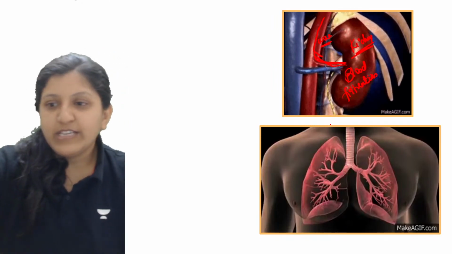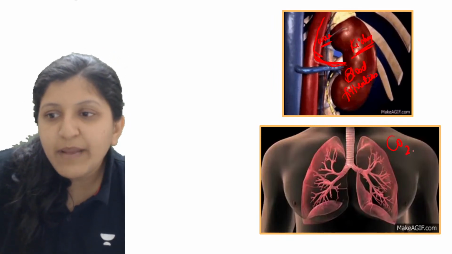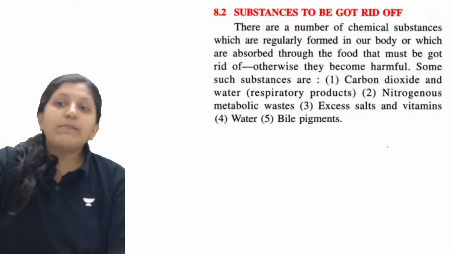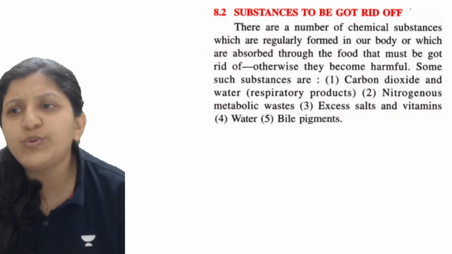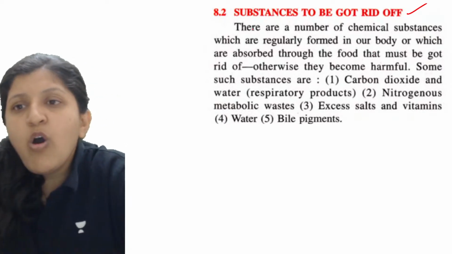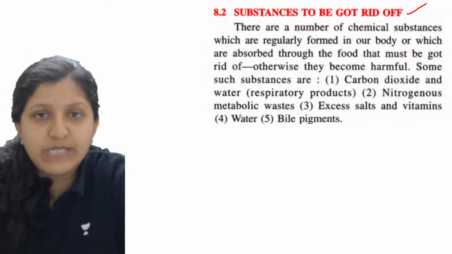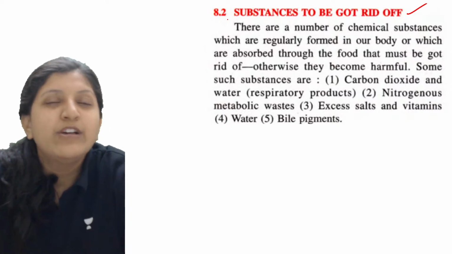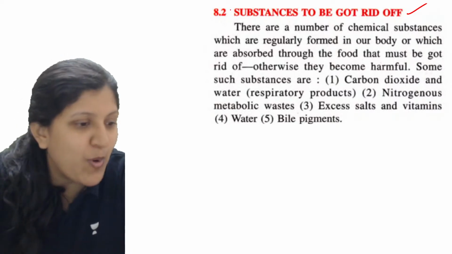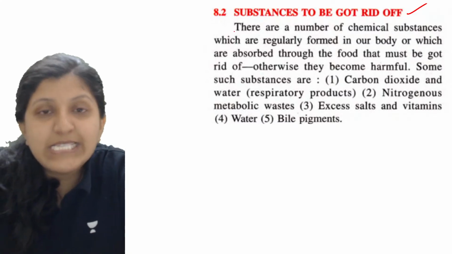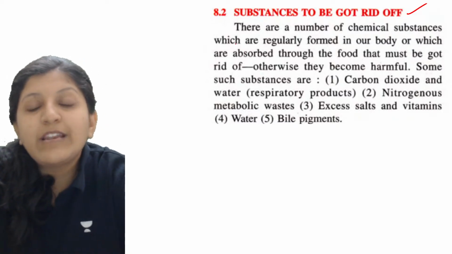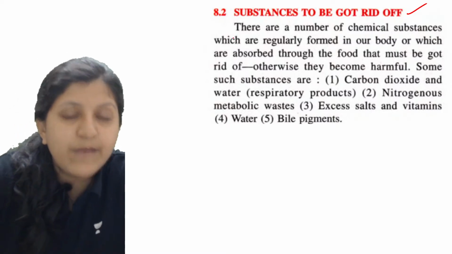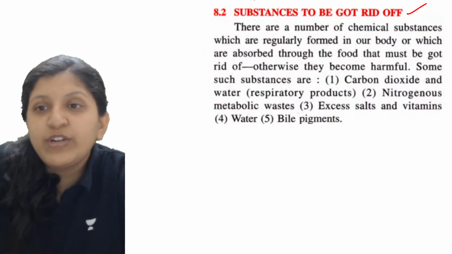Now you know the carbon dioxide can be removed through the lung, that is through respiration. What all substances do we need to get rid of? There are certain waste products that are formed due to metabolic activities, through catabolism and anabolism. So we need to get rid of these unwanted compounds that are produced, and there are different ways in which we get rid of them.